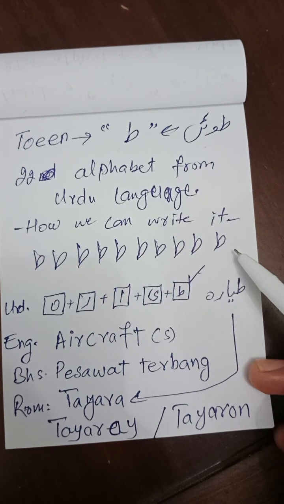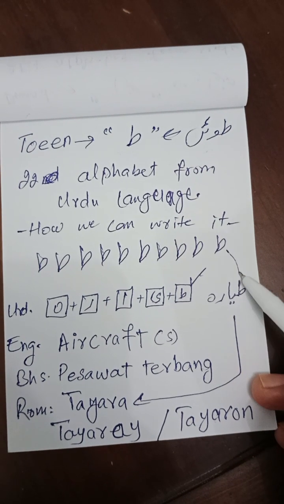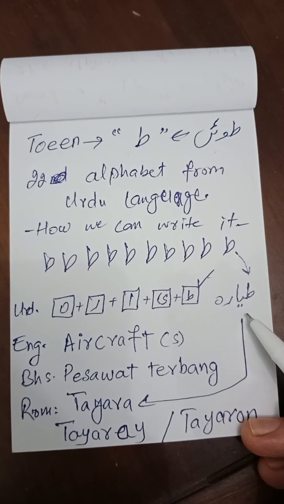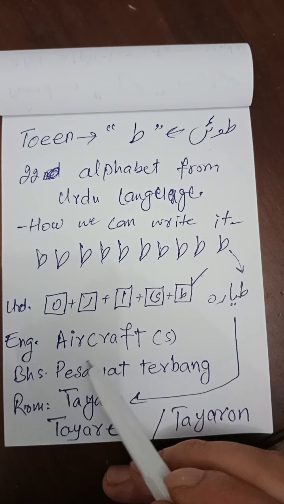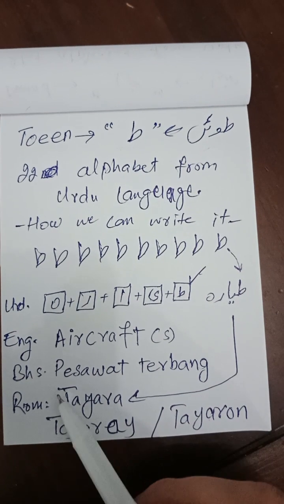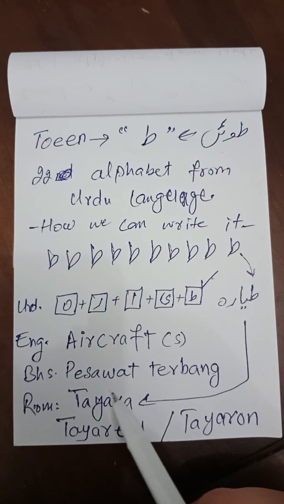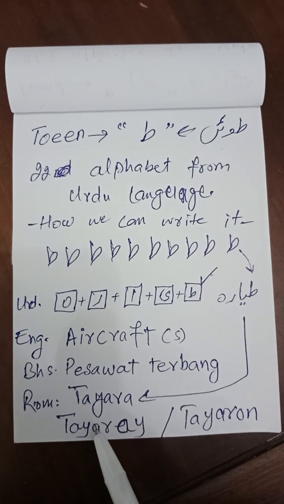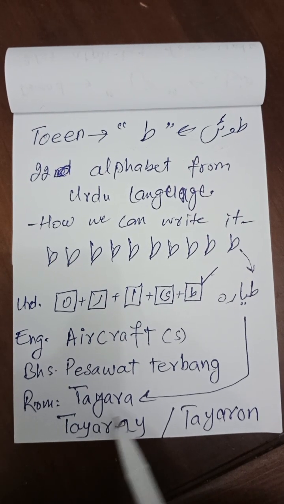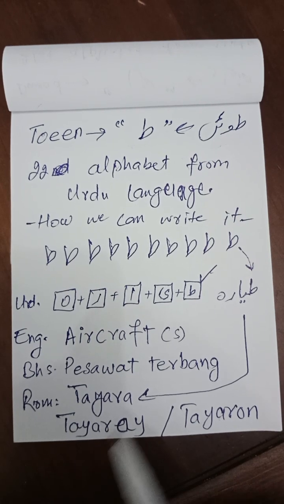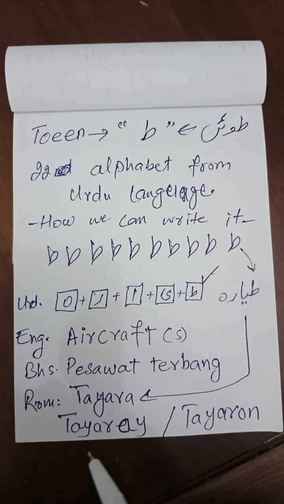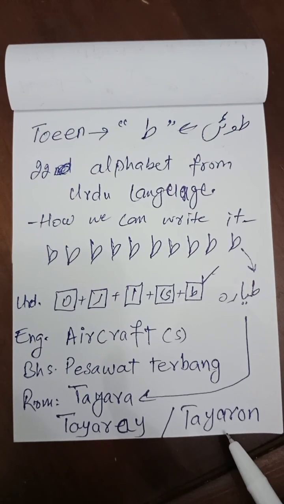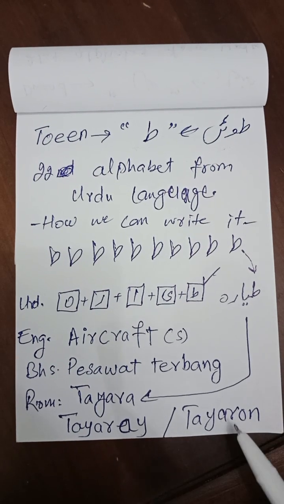Secondly, from Toeen we can make one word that is called Tayara, okay. In English we call it aircraft, in Bahasa we call it pesawat terbang. In Roman we write it like this, Tayara. And its plural becomes tiare or tiaro. So it depends on the context where you are using it.